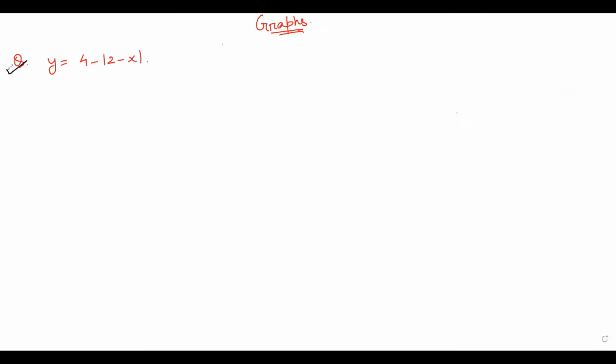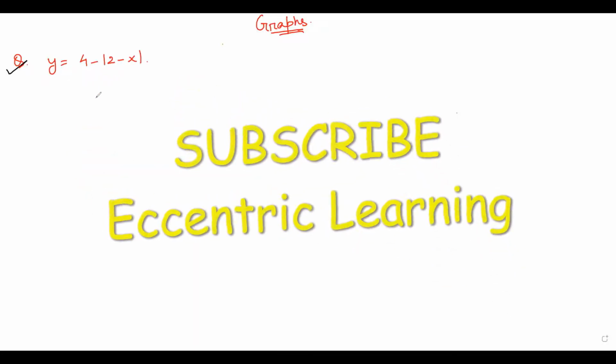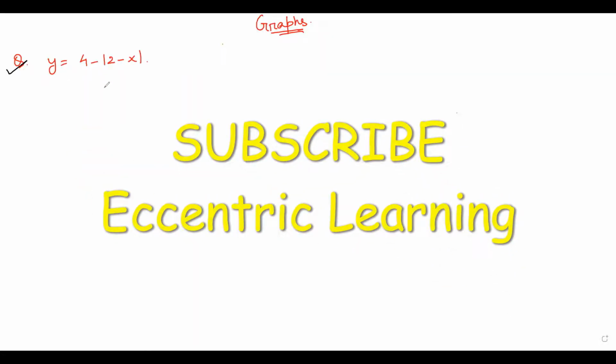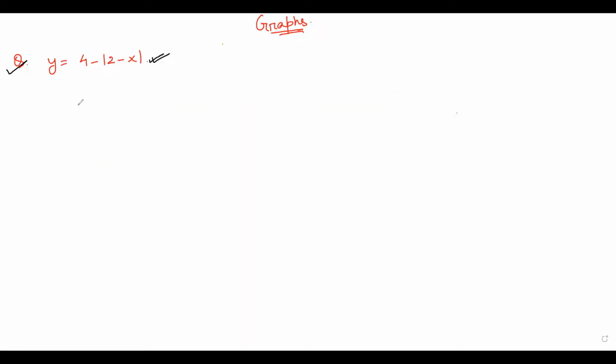Now, let us try to plot the graph for this equation. I'll be showing you two ways of plotting the graph for such kind of equations. The first is by making cases, and the second one is by going step by step. First, let us see how we can plot the graph simply by taking some cases. We know 2 minus x would be positive when x is less than 2, and 2 minus x would be negative when x is greater than 2. So let us make two cases. Case 1, when x is less than 2, and case 2, when x is greater than 2.